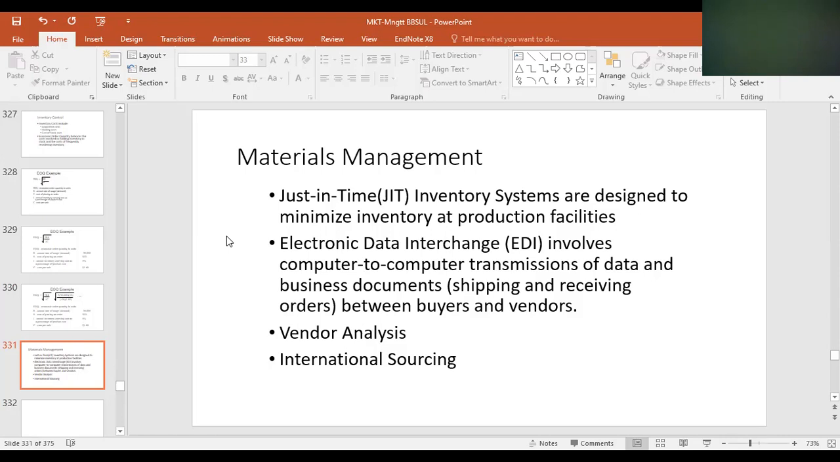International sourcing. If you are not having anything in your hand, then you can call on international sourcing. It means you can take help from other companies for inventory control. You can hire people from abroad.